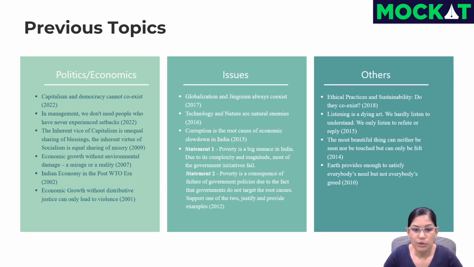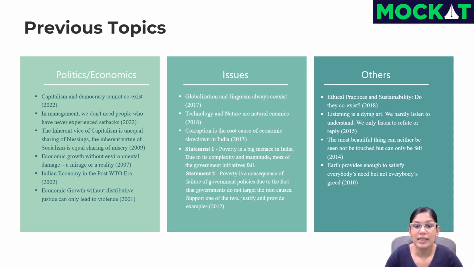Economy post WTO, economic growth without distributive justice. So this essentially means ensuring that any economic growth in a country is distributed to everybody. It's not just the rich becoming richer while the poor stay where they are. So these are some of the common themes which run. What you can also see out here is, other than the mention of WTO, there's nothing very specific about a particular year, right? So these are general topics which can be used year on year.